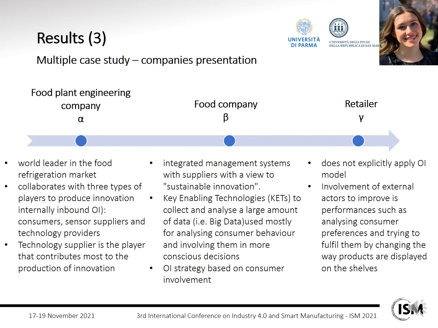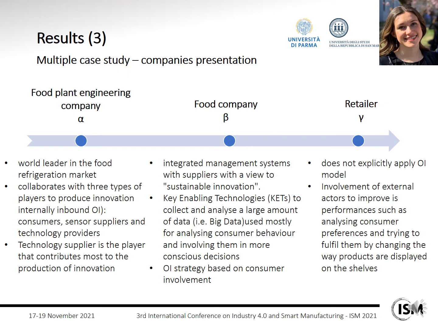Now we're going to deal with the results of the multiple case study. At first I will briefly present the three companies that are involved, and then I'm going to show you the core results of the case study. As I have said, the multiple case study was done considering three companies operating at three different stages of the food supply chain. For privacy reasons, we cannot reveal their names, so we label them Alpha, Beta, and Gamma.